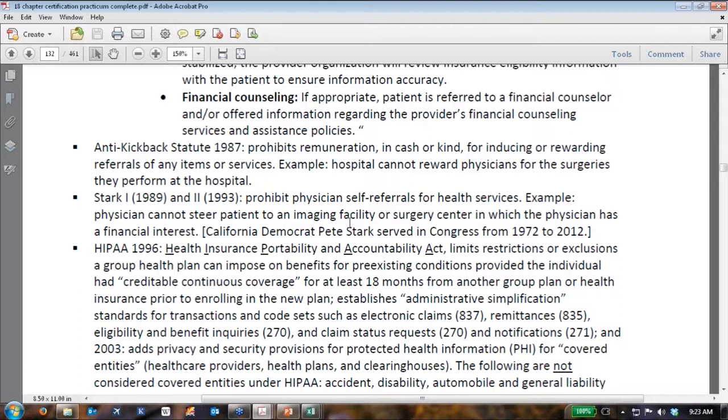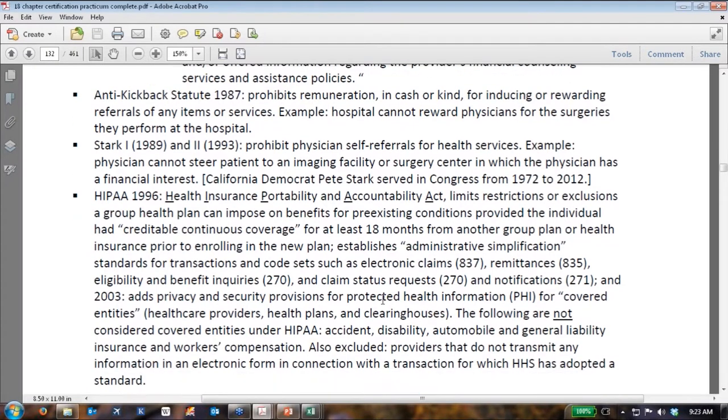Let us in a moment move on to some questions where we're going to test that with polling questions. Then HIPAA, what's HIPAA?